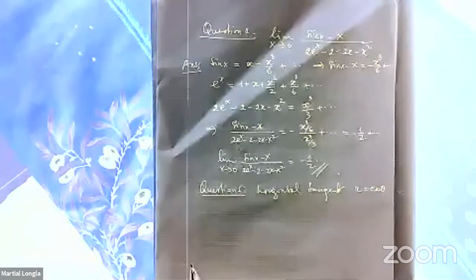Then you had question 5. Find all points where the tangent is horizontal for r equals cosine theta. So first of all, you've got x of theta equals r cosine theta, and that is cosine theta times cosine theta, that's cosine squared theta. Y of theta is r sine theta.